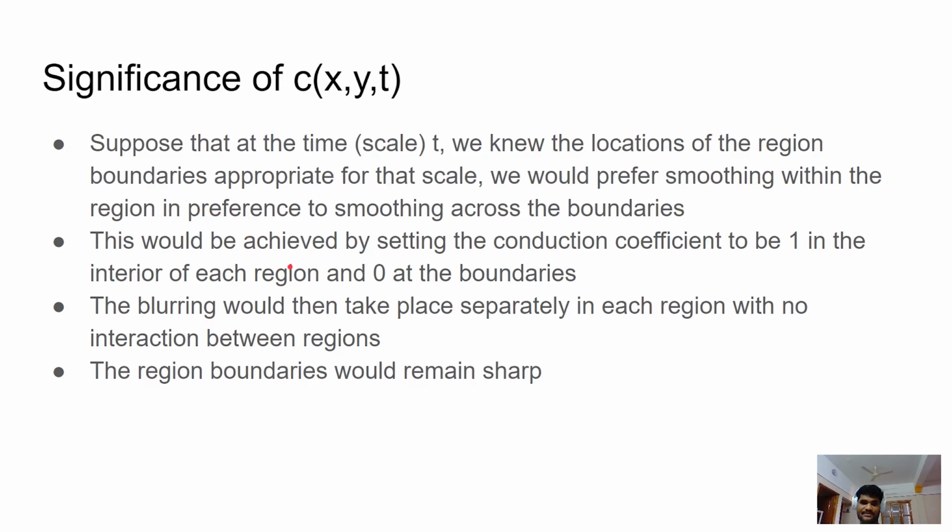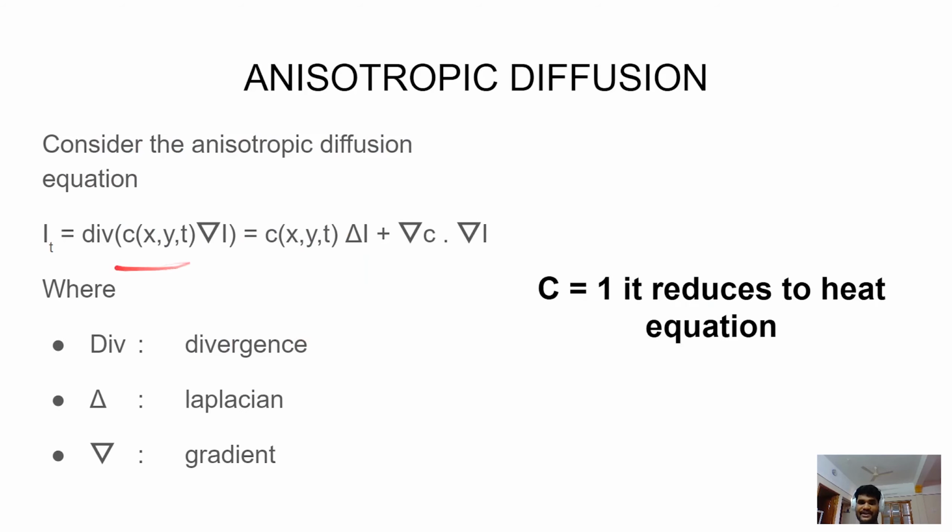So that's what this means. And the blurring would then take place separately in each region with no interaction between the regions. That is the main goal that we need. And the region boundaries would remain sharp. So this is the significance of C.